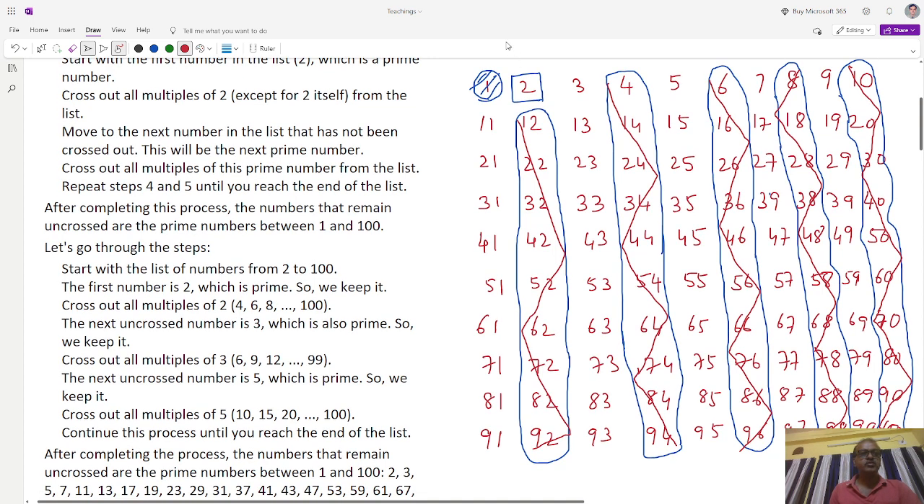The second step is to cross out all the multiples of 2 from the list. Then move to the next number in the list that has not been crossed out. This is 3. So this will be the next prime number, and we put it in a box. Okay. Cross out all multiples of this prime number from the list.